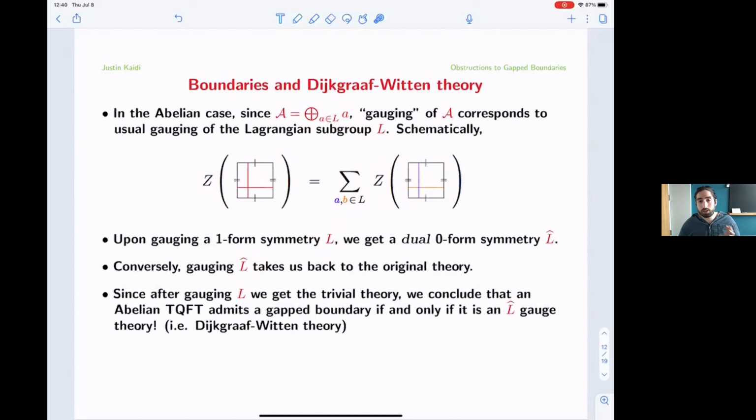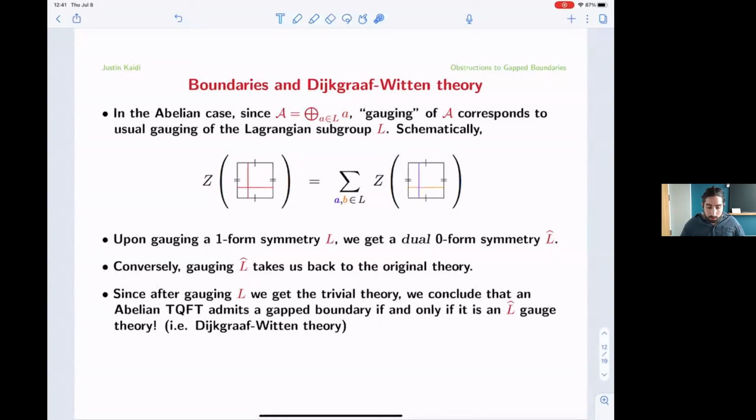Now, I just argued for you that when I gauge L, I get a trivial theory. So that means that if my theory has a gapped boundary, then I can gauge L to get a trivial theory. But that also conversely means I can start with the trivial theory and gauge L hat to get the theory I started with. In other words, any theory which has a gapped boundary is an L hat gauge theory. In other words, it's a Dijkgraaf-Witten theory. It's some discrete gauge theory. I start with the trivial theory, I just gauge some zero forms. Okay, so this is a nice sort of non-trivial result.